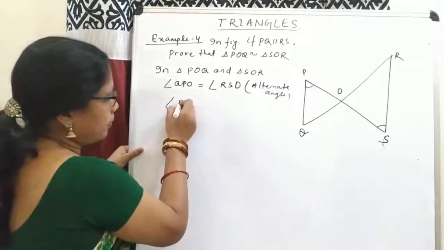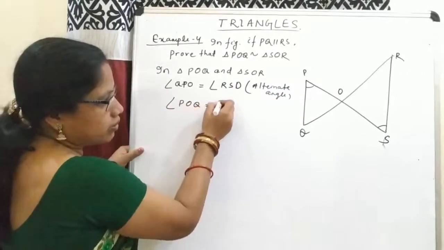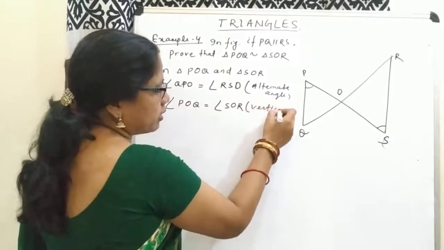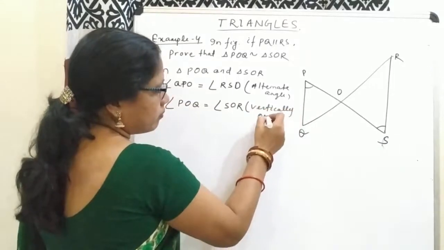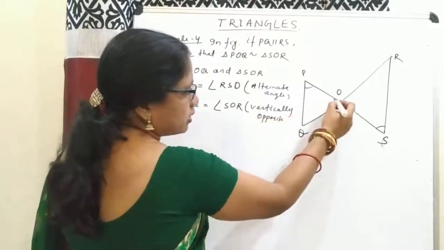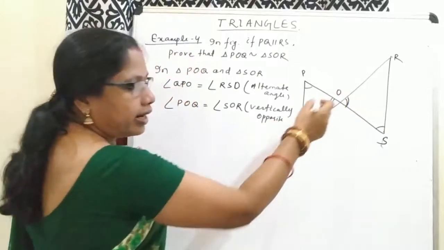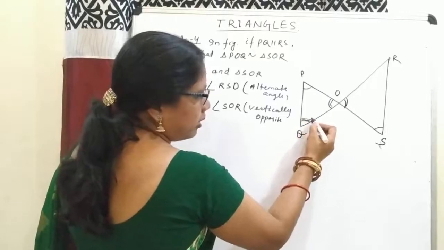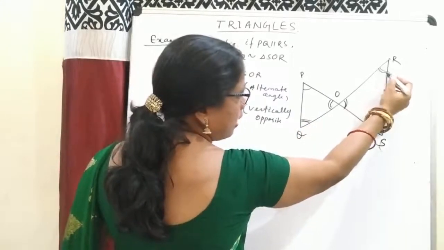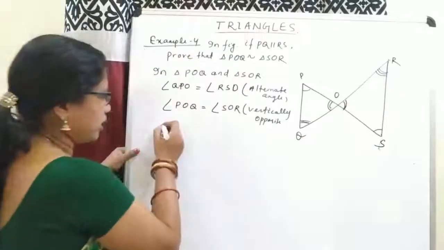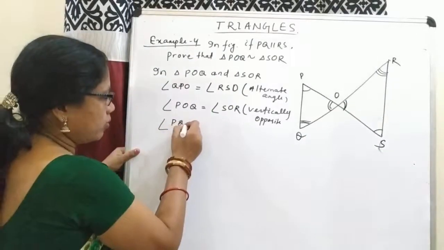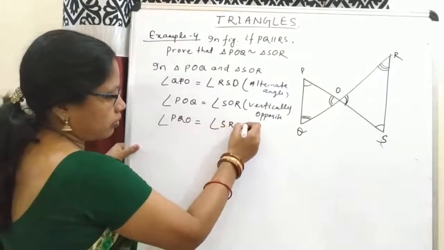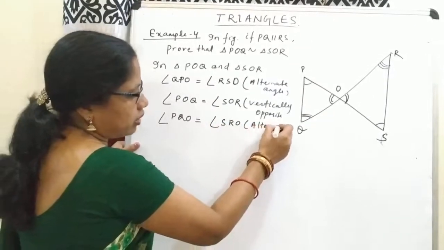Again, angle POQ is equal to angle SOR. This is a vertically opposite angle. These two angles are vertically opposite angles and they are equal. Again, angle PQO will be equal to angle SRO. These are also alternate angles. Then angle PQO is equal to angle SRO. These are also alternate angles.